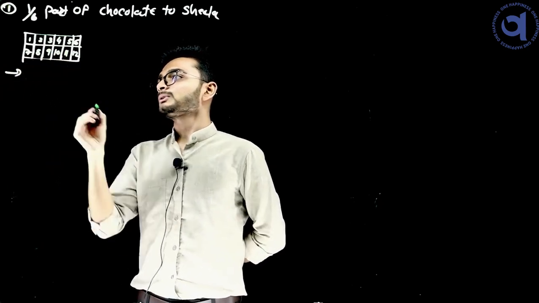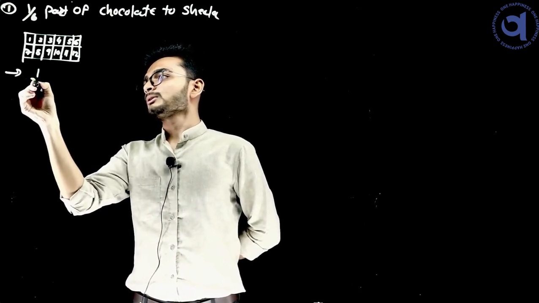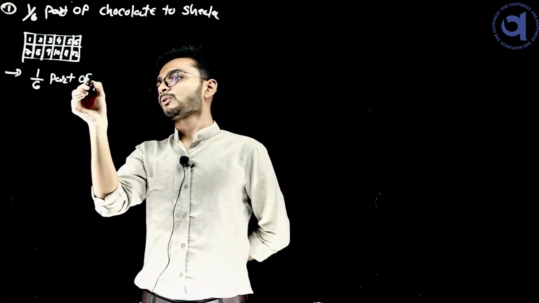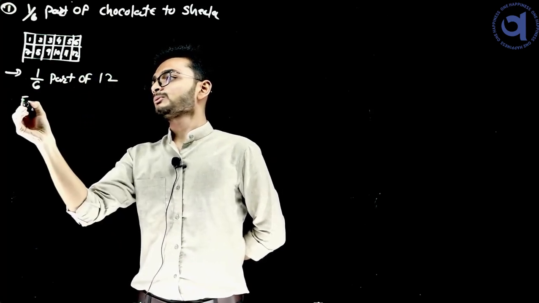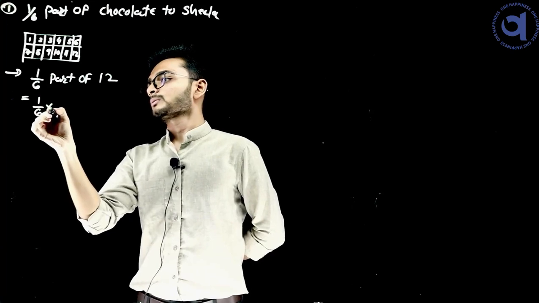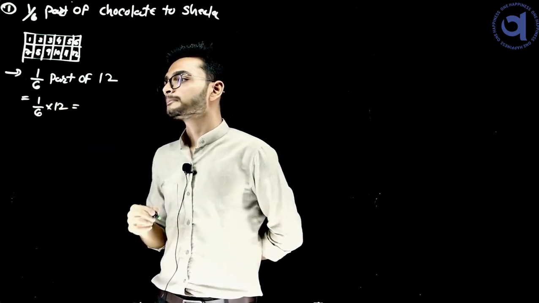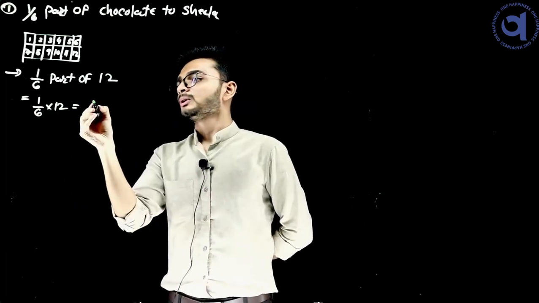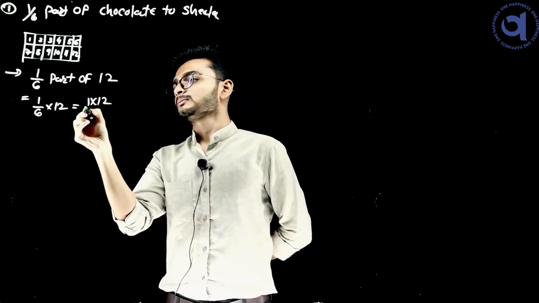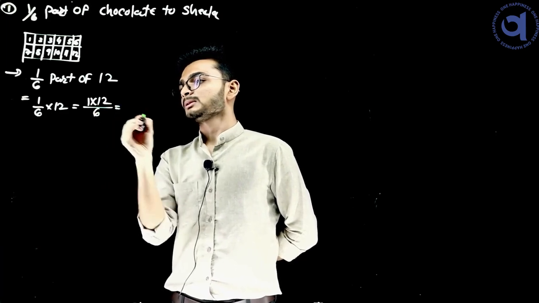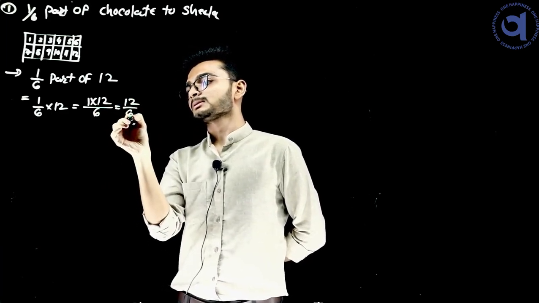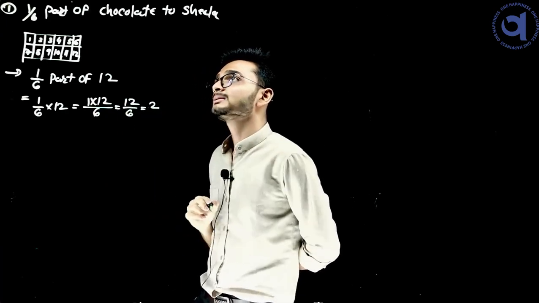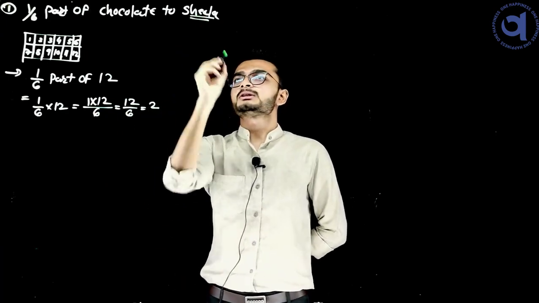Out of 12, she wants to give 1/6 part of 12, which is equal to 1 by 6 multiplied by 12. So 12 ones are 12 divided by 6. That means 12 by 6 is equal to 2. So 2 parts are got by Sheila.